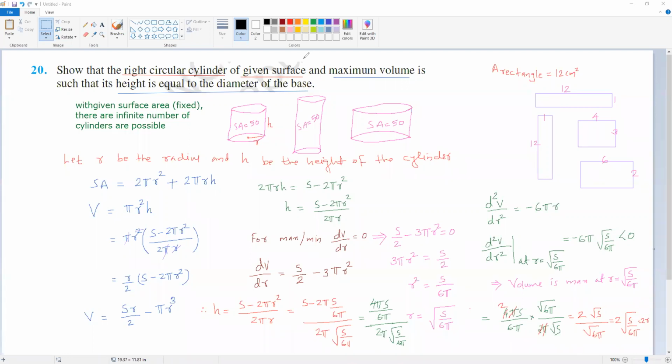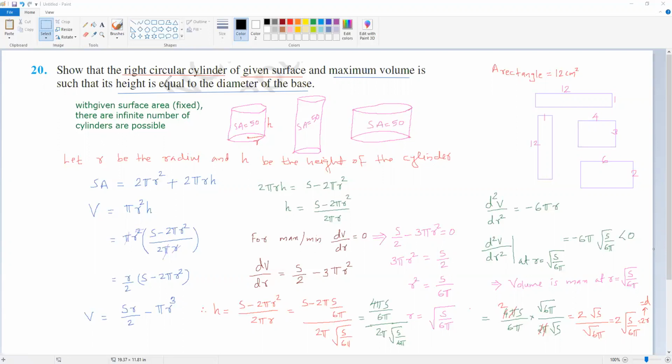Clear? So we have proved that the volume is maximum at r is equal to under root s divided by 6 pi, and when r is equal to under root s divided by 6 pi, we proved that the height is equal to 2 times the radius. 2 times radius matlab it is the diameter. 2 times radius, 2r, that means that is equal to the diameter. That is the question.